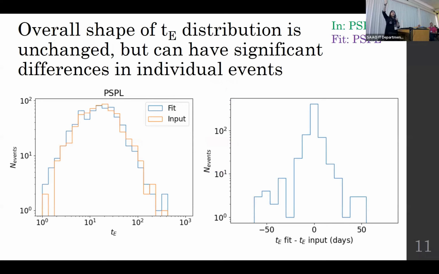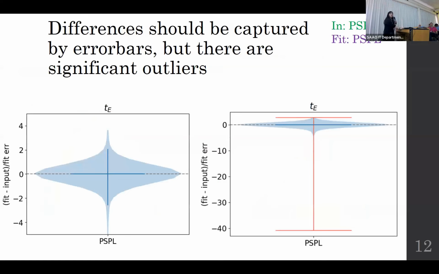So for a PSPL with parallax input and a PSPL fit, we found that the overall shape of the tE distribution is unchanged, but there can be significant differences in individual events. On the left, you can see the histogram of the number of events as a function of the Einstein crossing time, and that the distributions look similar between the fit and the input distributions. But on the right, you can see the tE fit values minus the input, and that there are significant differences over 50 days.